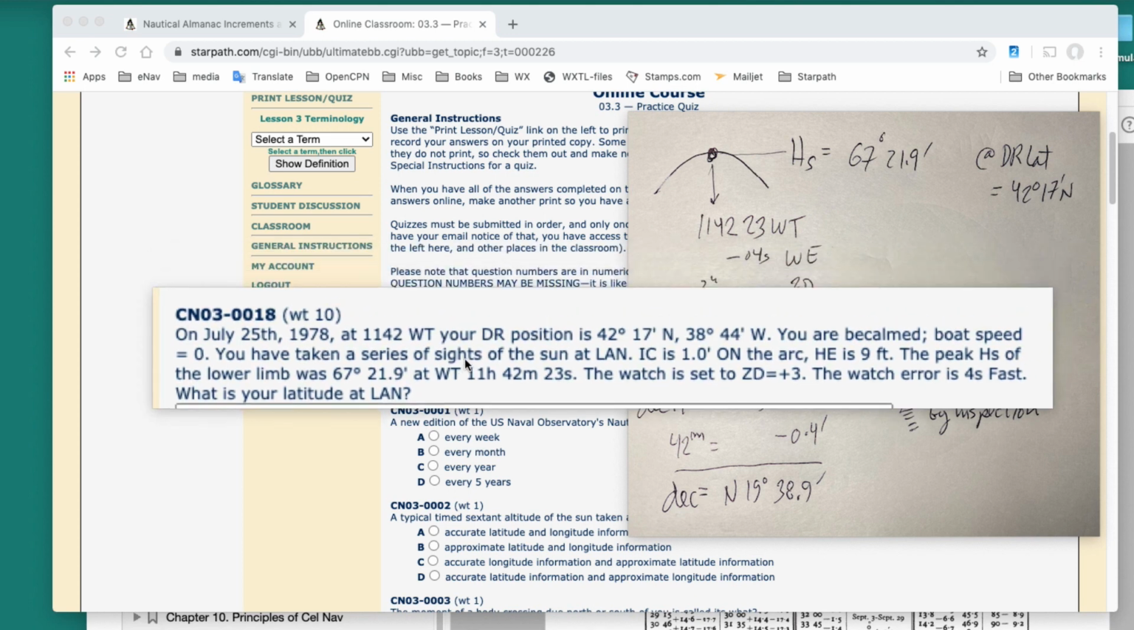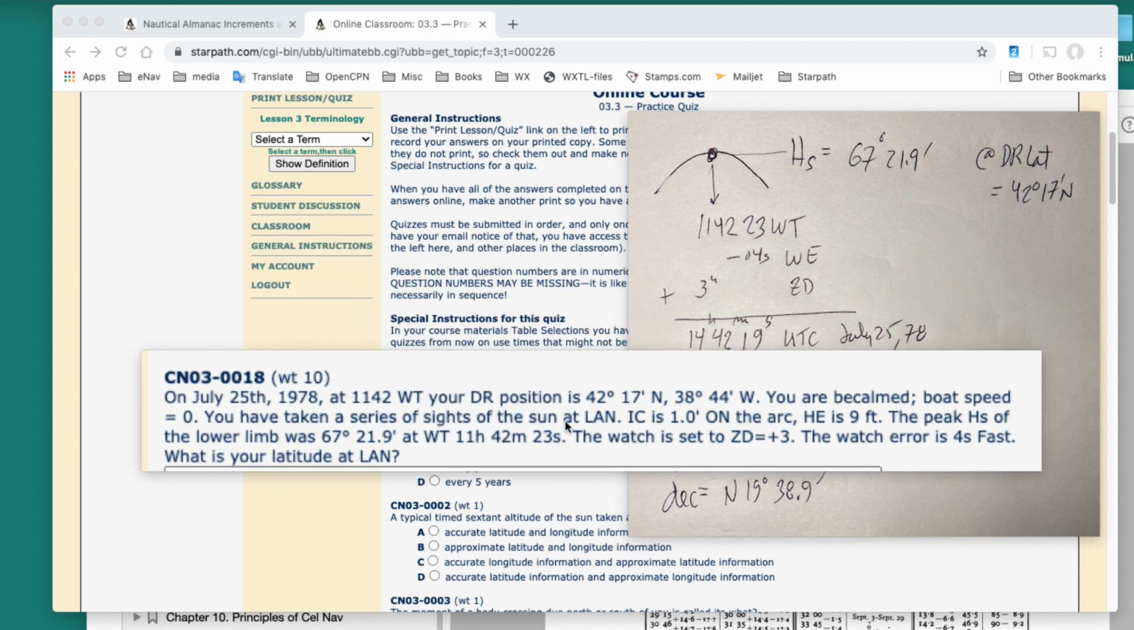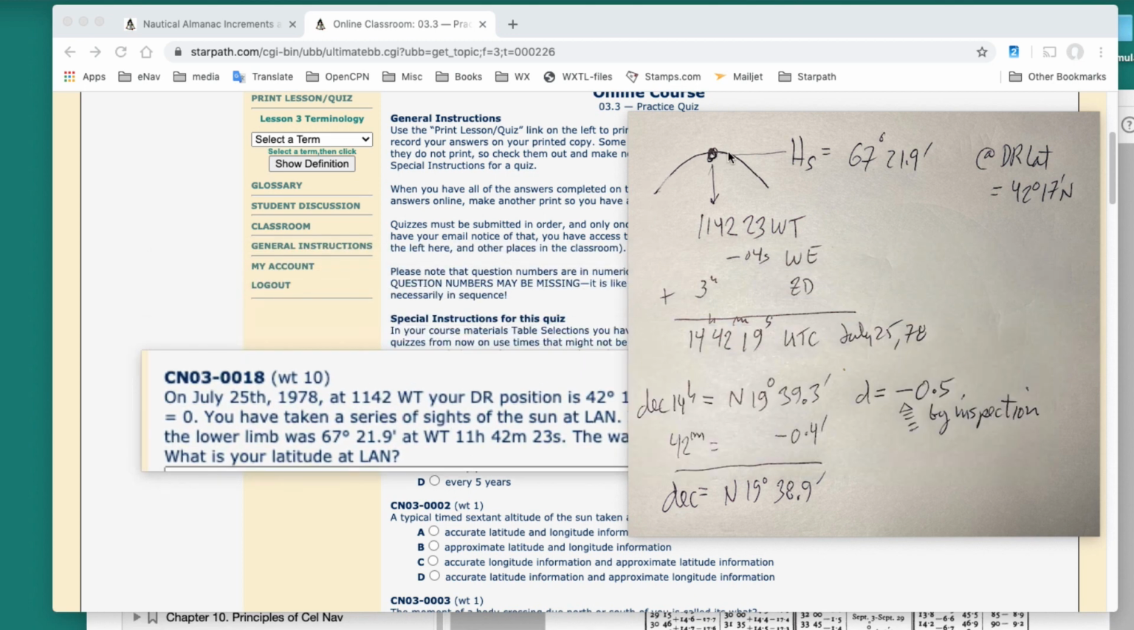The problem tells us that the peak height was at 11:42:23. So it's going up and up like this and then down, right? So this is 11 hours, 42 minutes, 23 seconds watch time. And then we have our watch is 4 seconds fast, so we have to subtract that. And then we have to add 3 hours to get to GMT. And so here's the time, here's the UTC of the sight: 14 hours, 42 minutes, 19 seconds. And that's what we go in the almanac for, to find the declination.